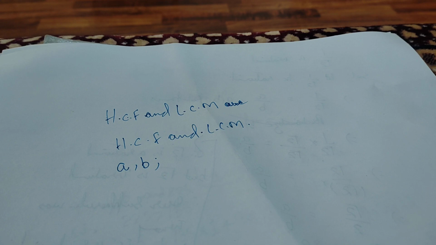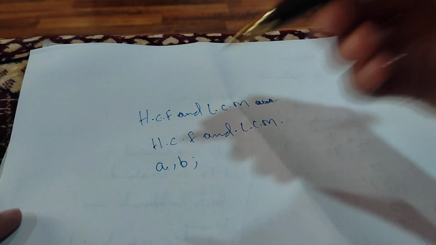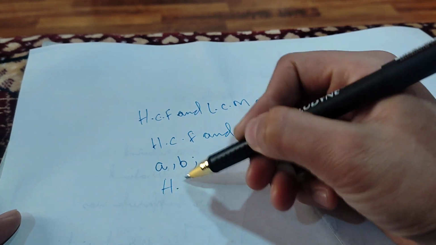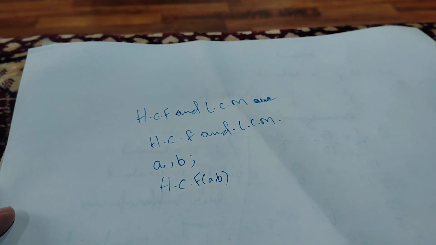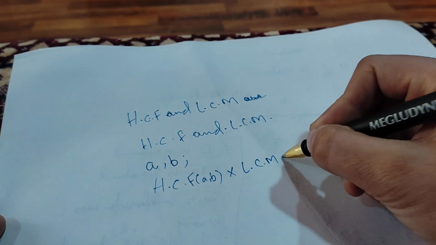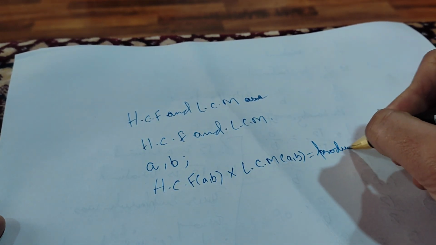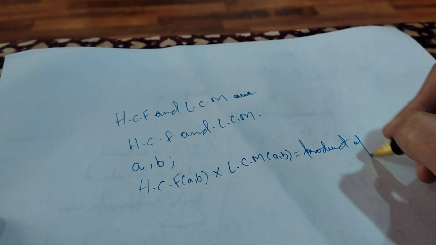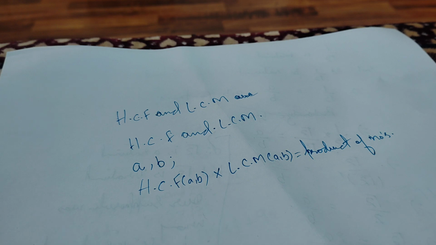See students, if we have any two positive integers, say a and b, then the HCF of these two numbers multiplied with the LCM of the two numbers is equal to the product of the two numbers. This is a very important relation.